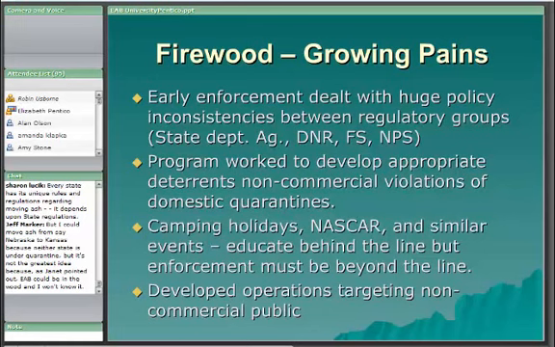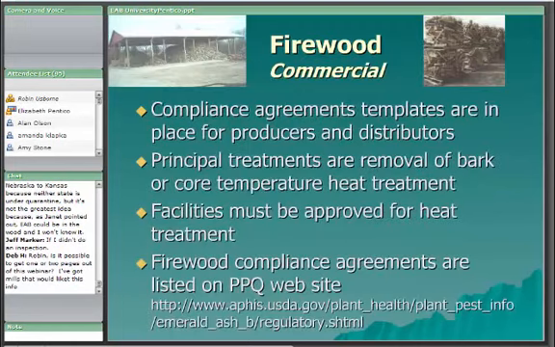So we know that behind the line we need to educate people not to do it, but enforcement operations need to take place in front of the line where we don't want the emerald ash borer to spread. So we had to develop a number of operations that targeted the non-commercial public. The commercial movement is a little bit easier.